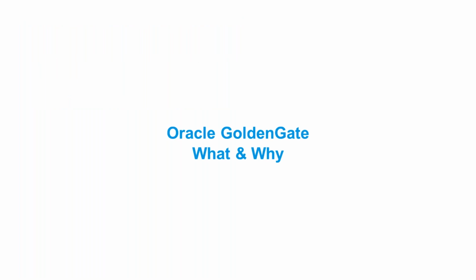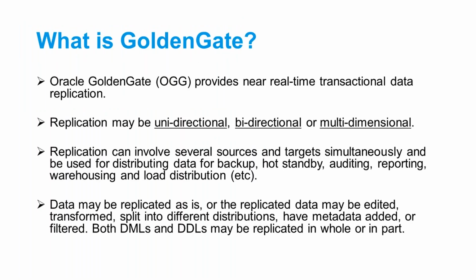Oracle Golden Gate, what and why? So what is Golden Gate? Oracle Golden Gate provides near real-time transactional data replication. Golden Gate is a replication tool which replicates data between source and target. You have site 1 and site 2 available, and organizations want to replicate the data between source and target. Oracle Golden Gate allows you to replicate the data in near real time.